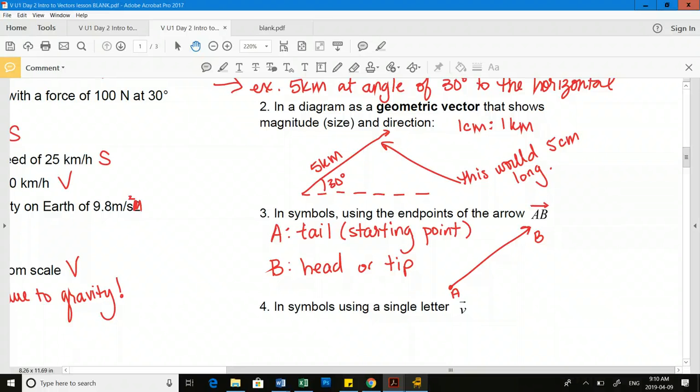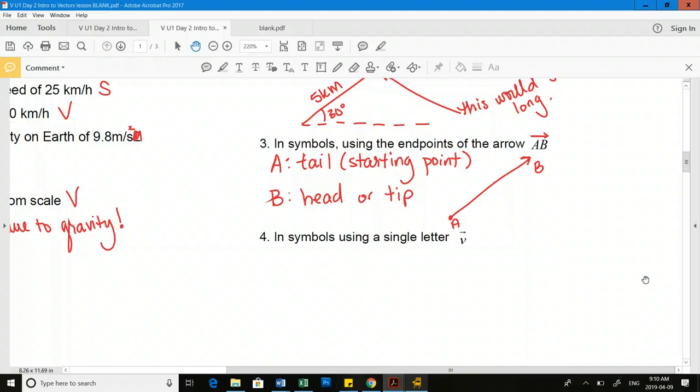Okay, we also sometimes represent vectors as a single letter vector. So it doesn't give you information about the tail or the tip of the vector, but it just basically names that vector, vector V, and it will be labeled like such. Do you guys use this notation in physics? No? So that will be new for you guys.